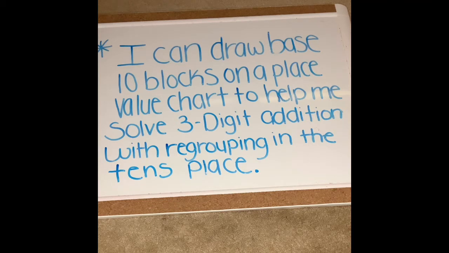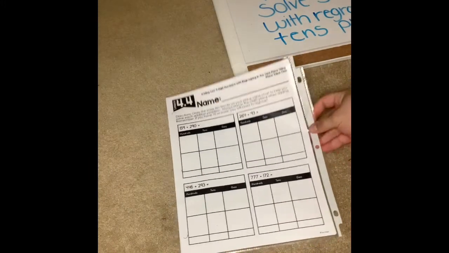Yesterday we talked about adding two 3-digit numbers with regrouping in the ones place. Today we're going to look at addition problems with regrouping in the tens place. Our I can today is I can draw base 10 blocks on a place value chart to help me solve 3-digit addition with regrouping in the tens place. The place value chart is important and helpful because it helps you visualize what you need to regroup by using the base 10 blocks. What we're going to need today is our 4.4 worksheet.